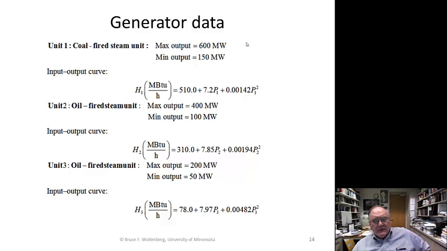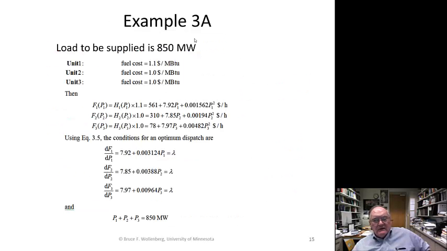And you can use these directly in solving economic dispatch. Here's an example. I have three generators: unit 1, 2, 3. This one is coal-fired, and these two are oil. They are 600 megawatts, 400 megawatts, and 200 megawatts. Here are the H functions, the BTU per hour. This is the heat rate function for these three generators, represented as quadratic functions. The load to be supplied is 850 megawatts, and here are the dollars per MBTU. The first one has 1.1, the other two are exactly $1 per MBTU.